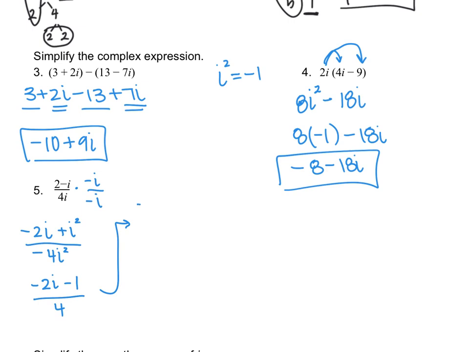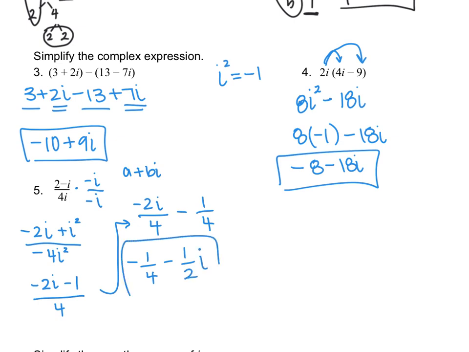Next, we're going to break up our fraction so we can write it in the a plus bi form. So we'll have negative 2i over 4 minus 1 over 4. So rewriting it, we're going to do negative 1/4 minus 2/4 becomes 1/2, and then we have our i.